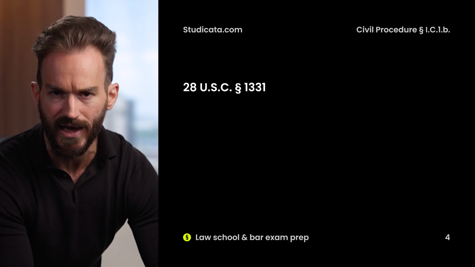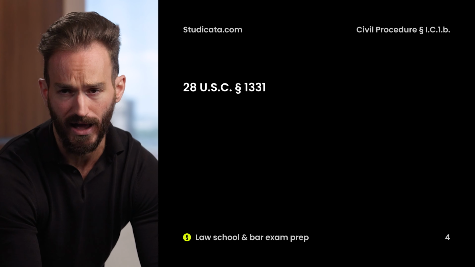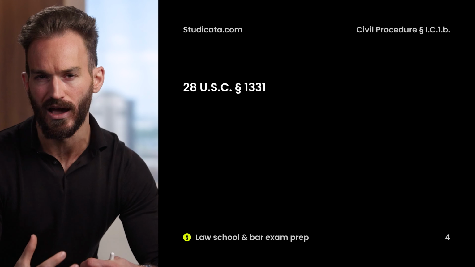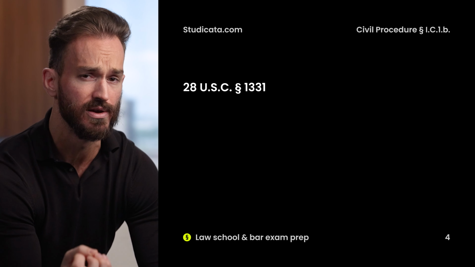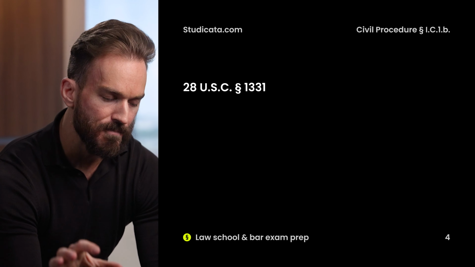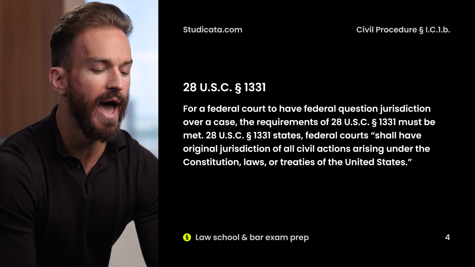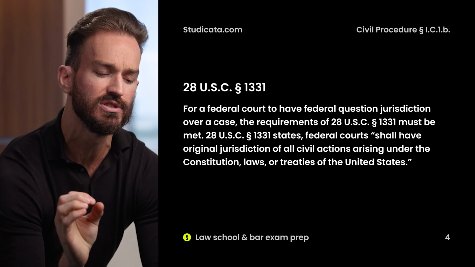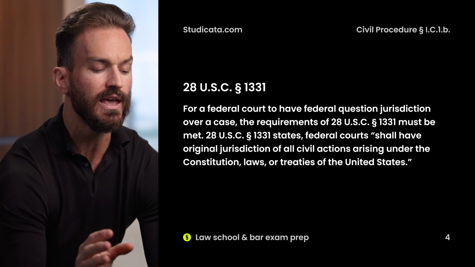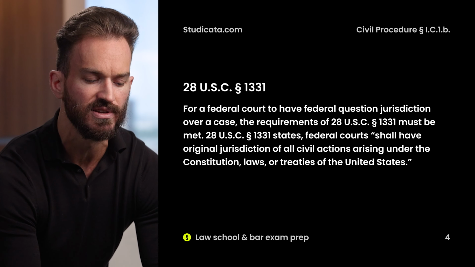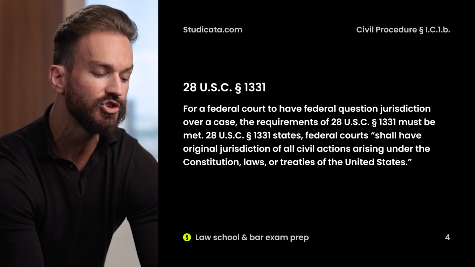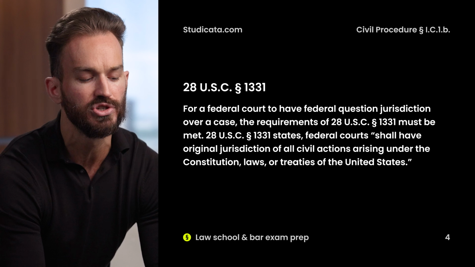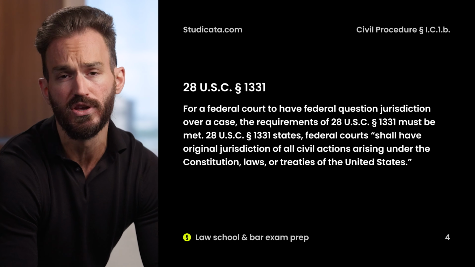This is what we would apply on a law school or bar exam fact pattern. We'd look at 28 U.S. Code Section 1331. This is what courts today apply to determine whether federal question jurisdiction exists. For a federal court to have federal question jurisdiction over a case, the requirements of 28 U.S. Code Section 1331 must be met. It states: federal courts shall have original jurisdiction of all civil actions arising under the Constitution, laws, or treaties of the United States.